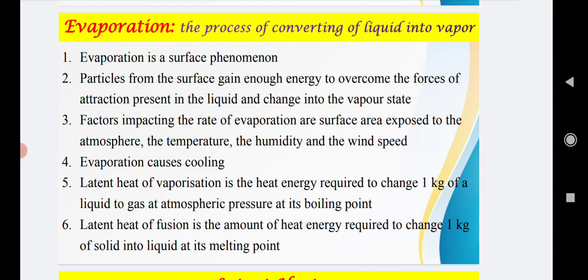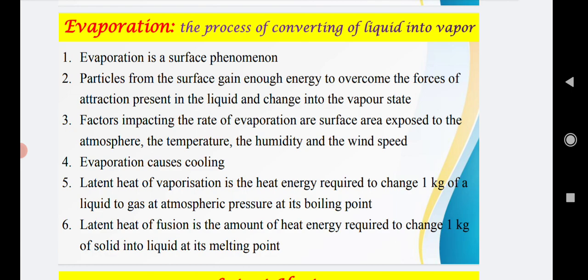So what are the factors that determine the rate of evaporation? They include the surface area exposed to the atmosphere, second is the temperature, then the humidity and wind speed. As the surface area increases, the evaporation rate increases. Similarly, when the temperature increases, evaporation increases. Evaporation is inversely related to humidity. When the humidity is more, evaporation will be less. When humidity is less, evaporation will be more. And evaporation is directly related to wind. When wind has more speed, evaporation will be more.